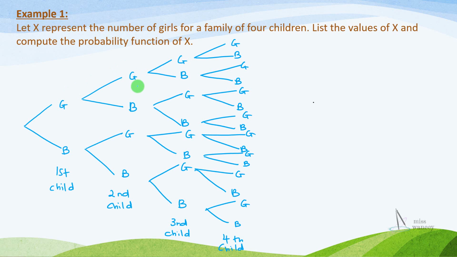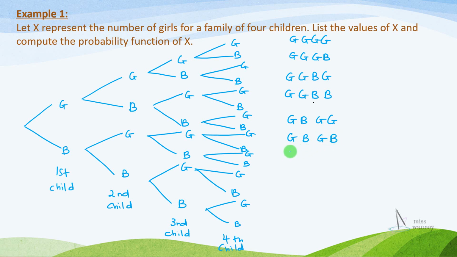If the first one is a girl, the second one is a girl, the third one is a girl, and the fourth one is a girl, then our outcome will be GGGG. If you list all possible outcomes, you might have GGGG, GGGB, GGBG, GGBB, GBGG, GBGB, GBBG, GBBB.